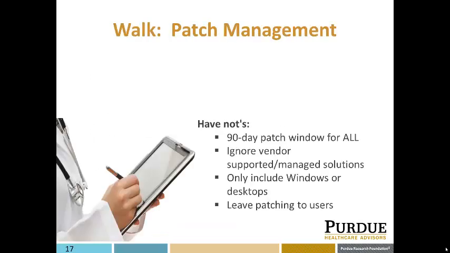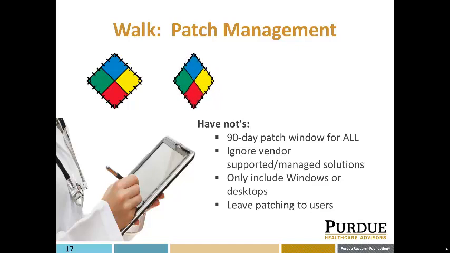So let's talk about patch management. Have-nots, right? 90-day patch windows for all. No, I think you can do better than 90 days. Now, there will certainly be applications that only get patched on an annual basis. Maybe your EHR or your billing system, because those are highly available, highly sensitive applications, right? Every second of downtime that you have is critical to the organization. However, you need to have compensating controls in order to reduce the issues of not applying a security patch.